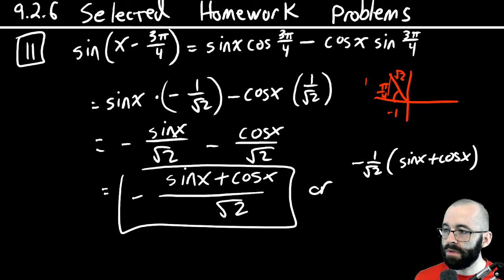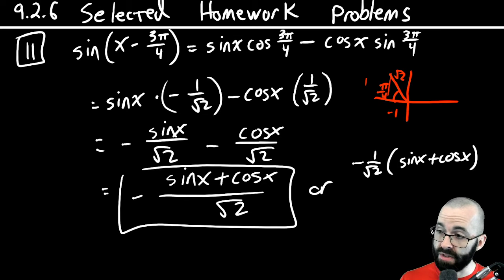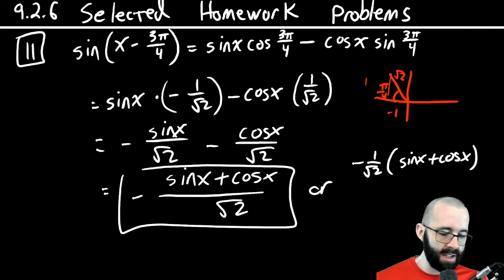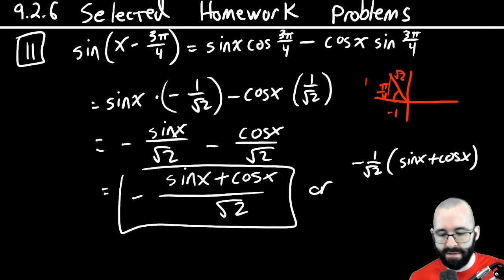Now, don't fall for the trap. This cannot simplify anymore. If it were sine squared of x plus cosine squared of x, then it would cancel to 1. But just sine of x plus cosine of that angle is nothing special. That's how you do these sorts of problems. Let's do 17 next.